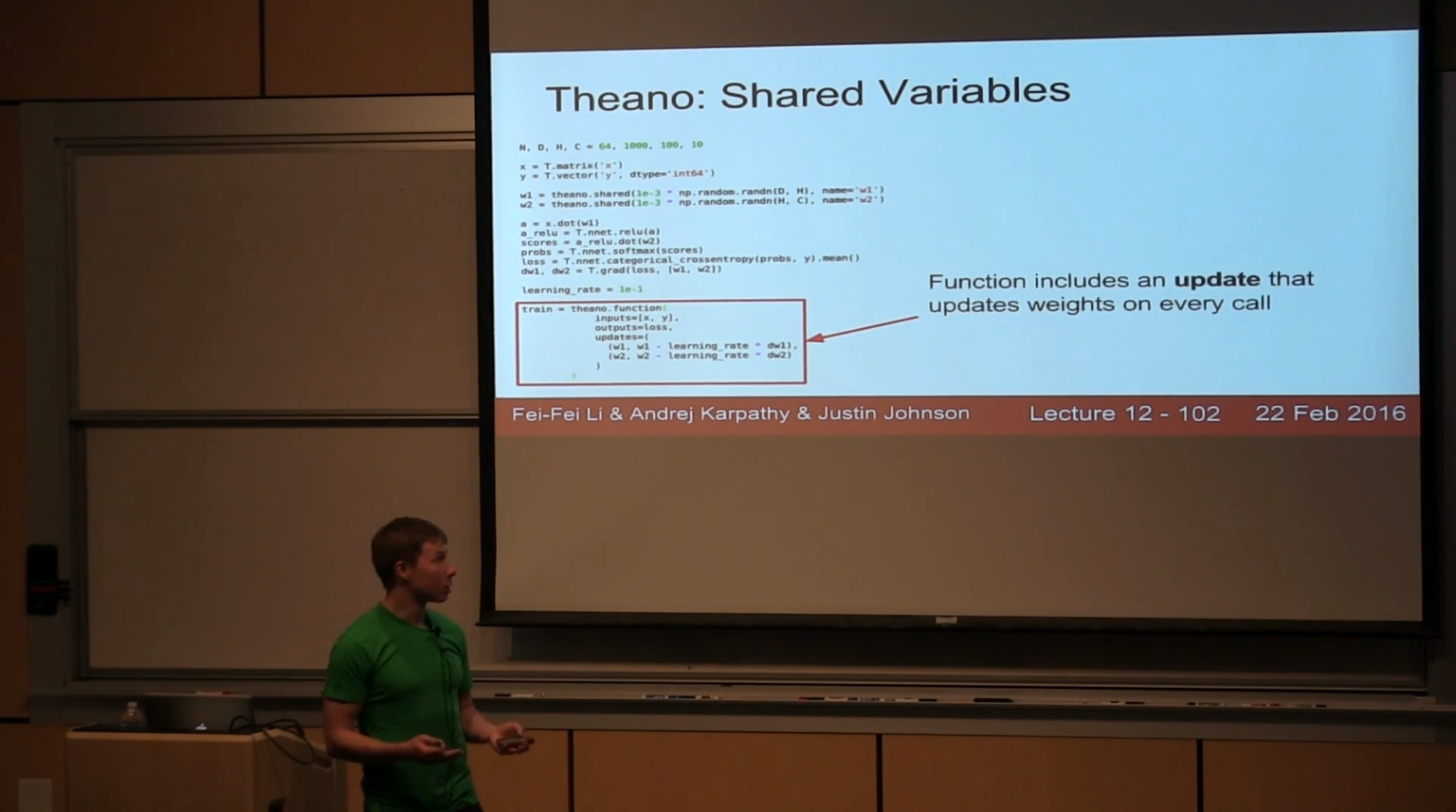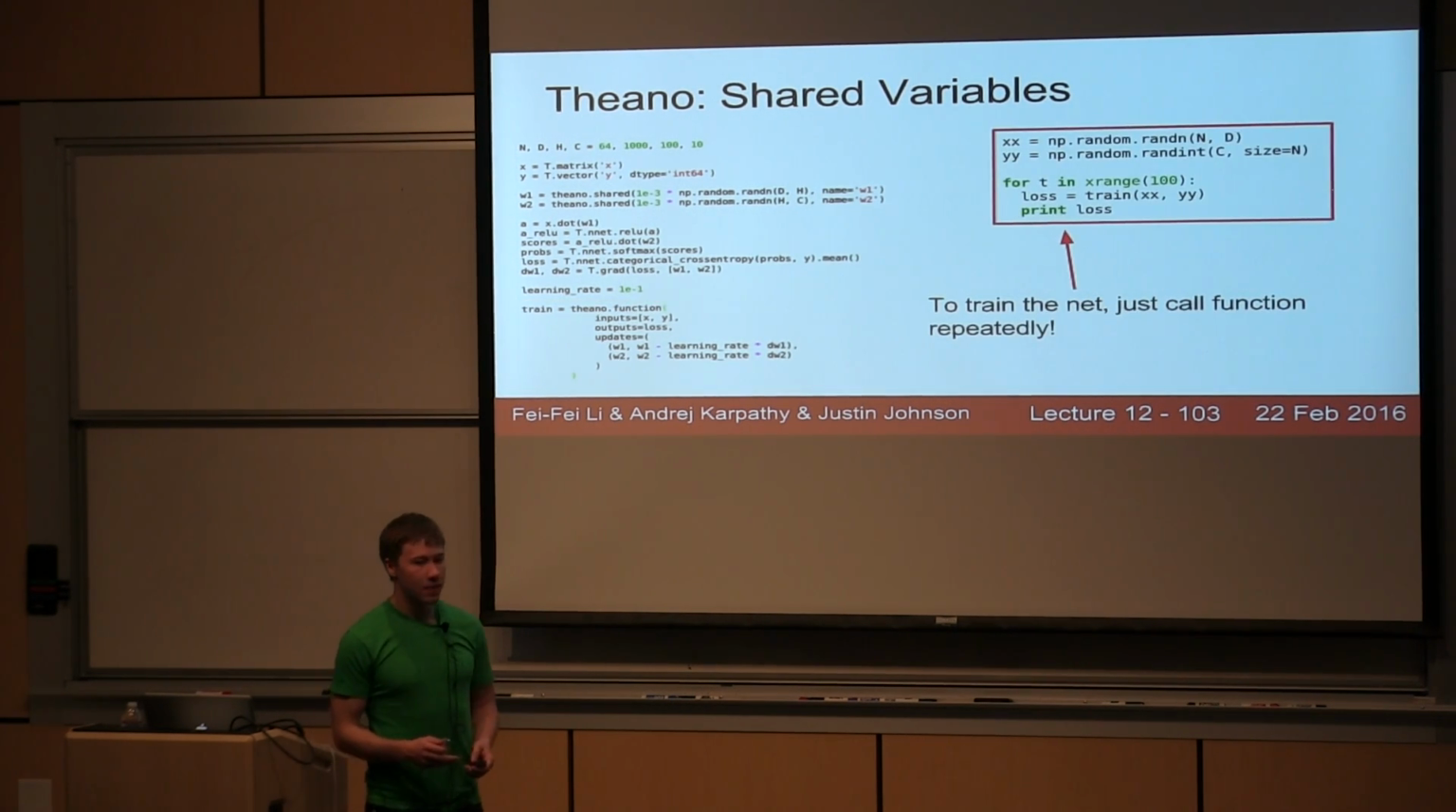So we include this update. And now to train this network, all we need to do is call this function repeatedly. Every time we call the function, we will make a gradient step on the weights. In practice, in Theano, you'll often define a training function that you'll call to update the weights, and also an evaluate function that'll just output the scores and not make any updates. So you can have multiple compiled functions that evaluate different parts of the same graph.